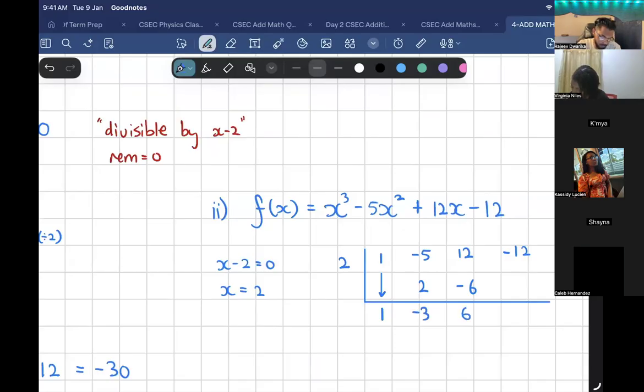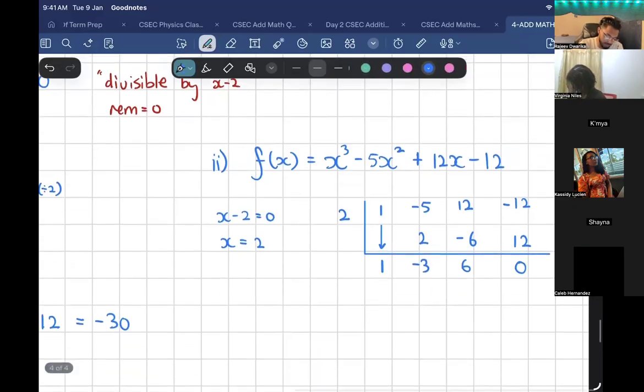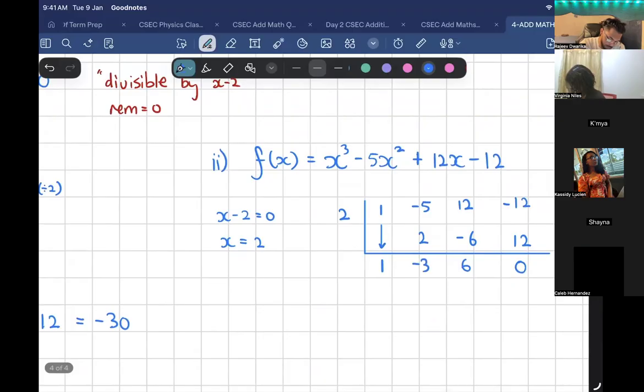6. Then multiply 6 by 2, which would be 12. And you add that and you'll get 0. Correct. Bingo. And we don't have to divide by anything because we didn't divide by anything here. Right? Good.